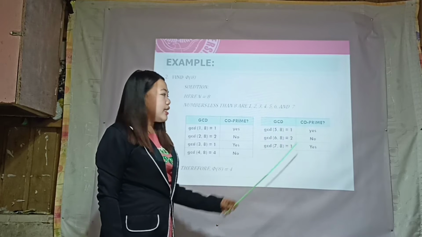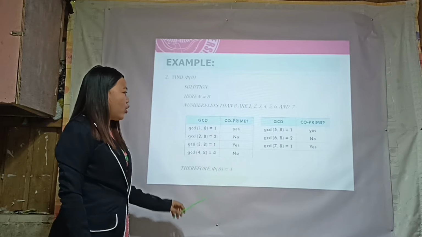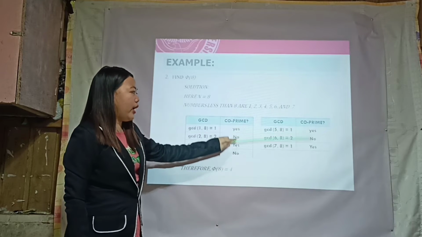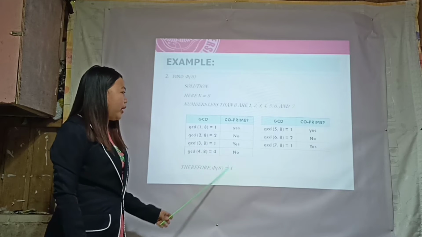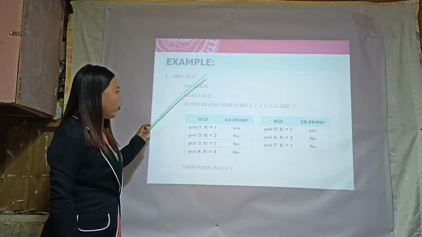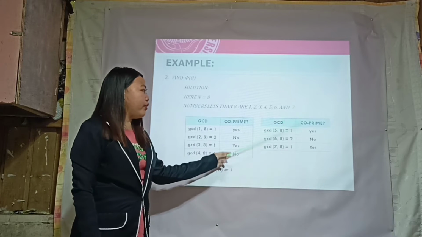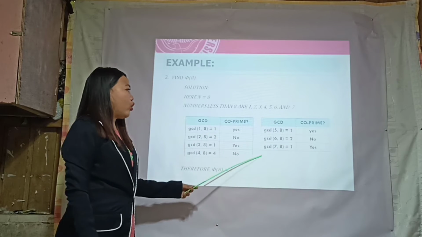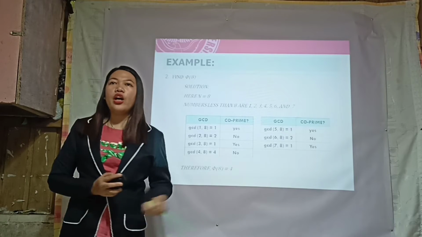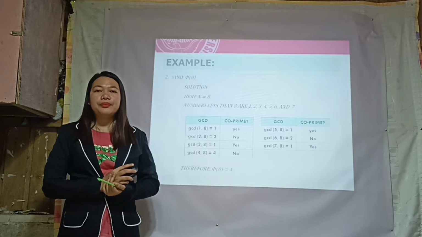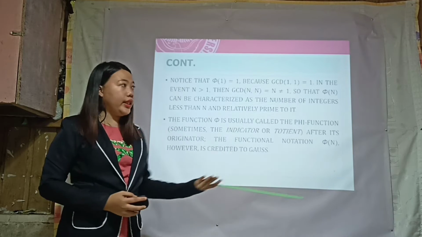Next, the GCD of 7 and 8 is equal to 1. Therefore, it is co-prime. So, let's count the co-primes: 1, 2, 3, and 4. Therefore, phi of 8 is equal to 4, because only 4 of these numbers are co-prime to 8. Is there any question before we proceed to another? Okay, if not, let's proceed.